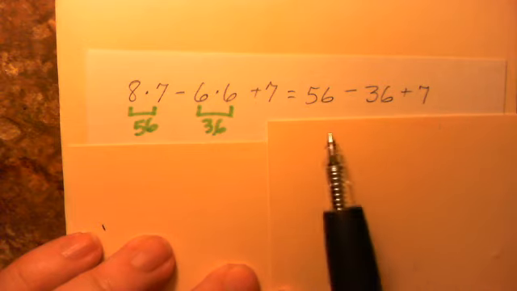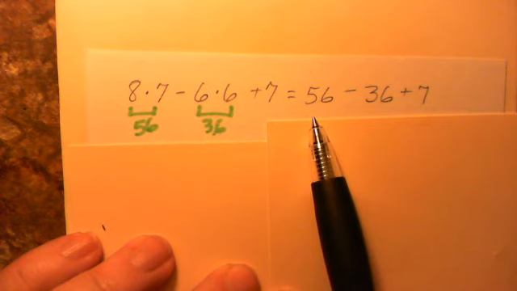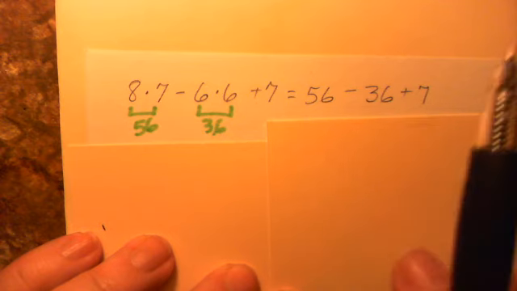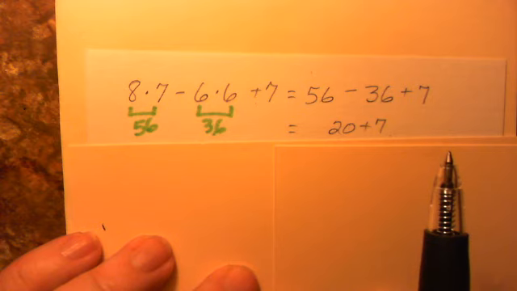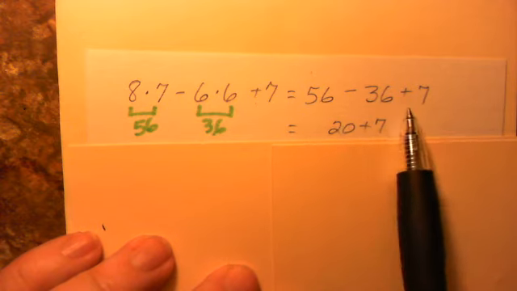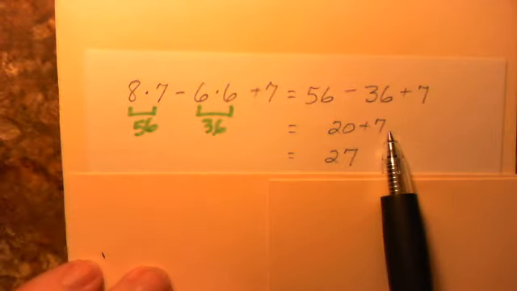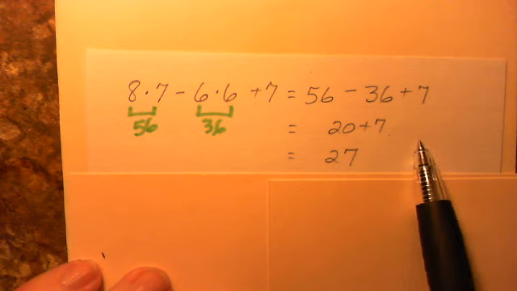Now we can continue the order of operations. We have subtract and add, but remember, when we just have those two left, we go in order left to right. 56 minus 36 gives us 20, bringing down our plus 7. And now all we have to do is add 20 plus 7 for 27.